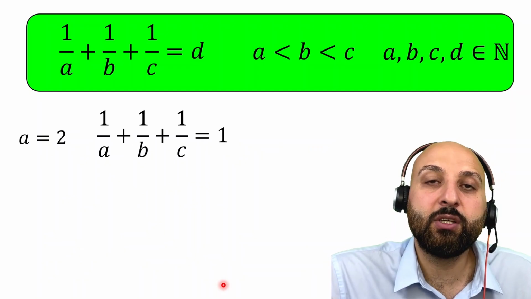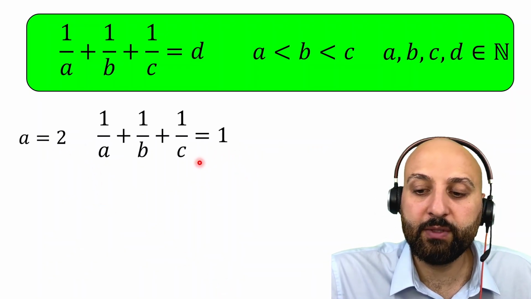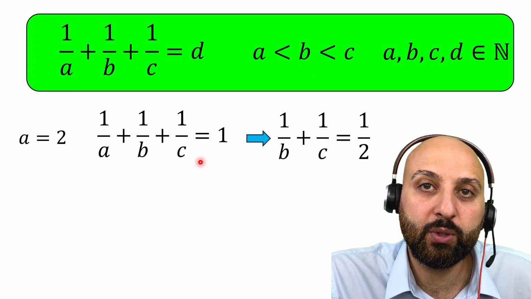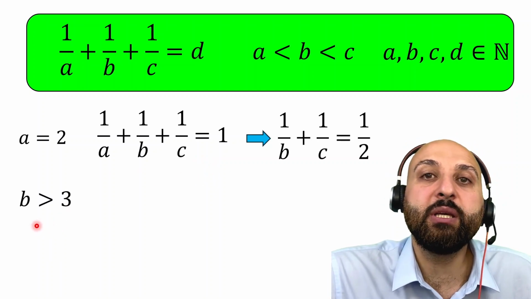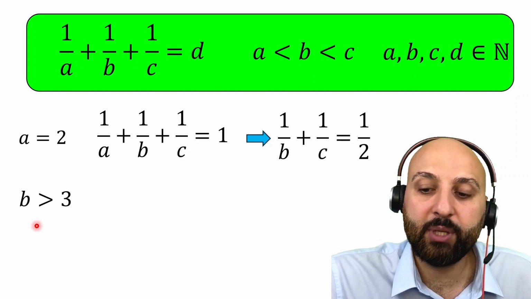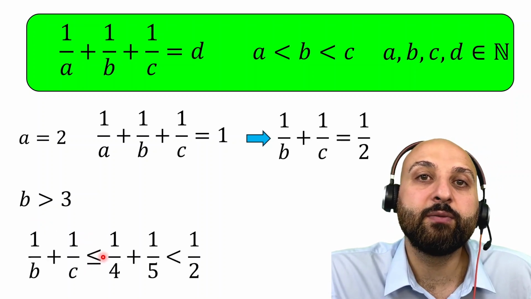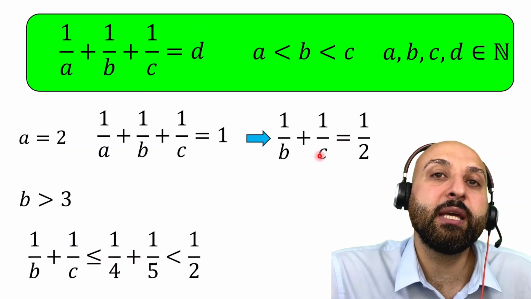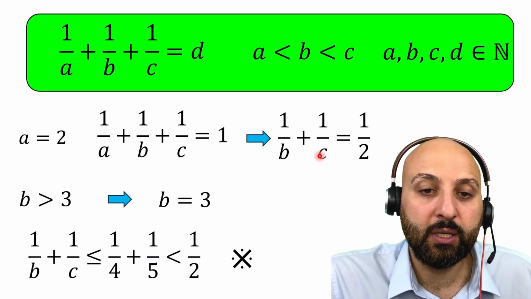Now we have some additional information: A is equal to 2 and D is equal to 1. So we put it in this equation, we simplify, and we conclude that 1/B + 1/C has to be equal to 1/2. So we know that B has to be equal to or larger than 3. Let's assume that B is larger than 3. What will happen? In that case, 1/B + 1/C is certainly less than 1/4 + 1/5, and this is less than half. So this equation again cannot be correct. Therefore, B has to be equal to 3.